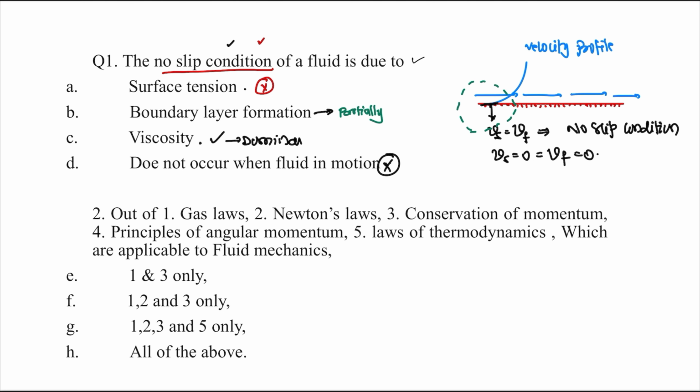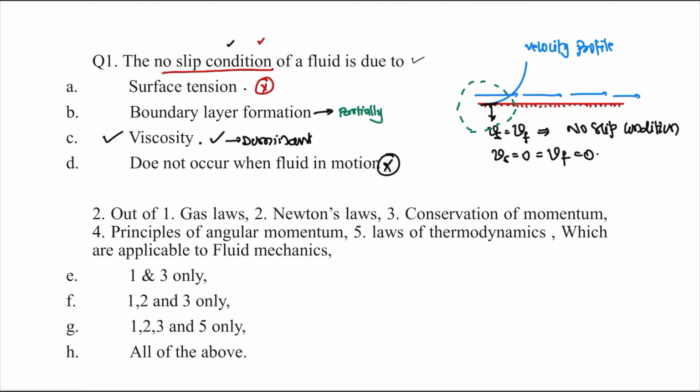I never say that boundary layer formation does not create a no slip condition. It happens, but as a phenomenon, not as a property. But when you want to define the property of a fluid because of which the no slip condition happens, viscosity is the more correct answer. Hence, when you choose viscosity as the alternative, you will get full marks.